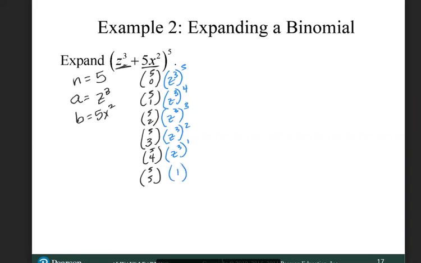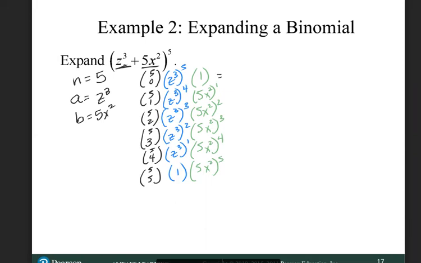So I'm not going to write A to the 0. I start out with B to the 0. Now I have B to the 1st, B to the second, B to the third, B to the fourth, B to the fifth. Whew. Now we've written the kind of raw form of each term. I'm going to start simplifying.